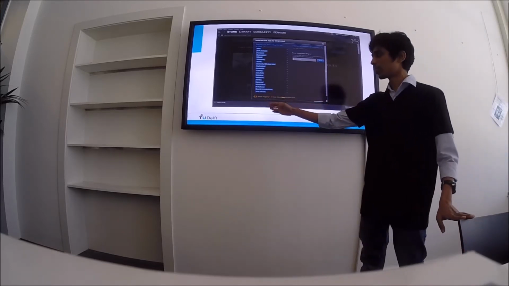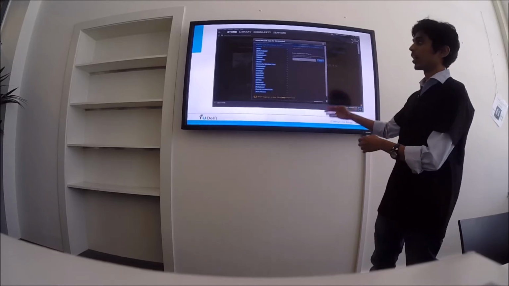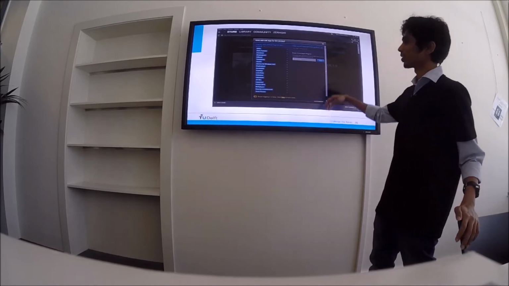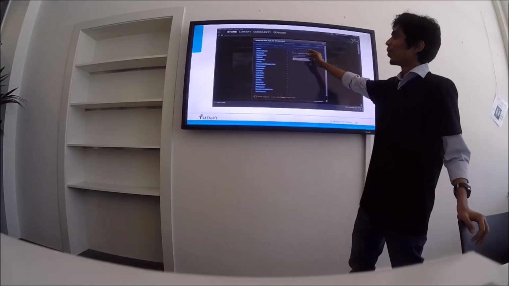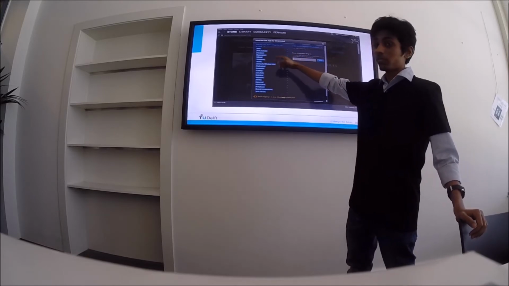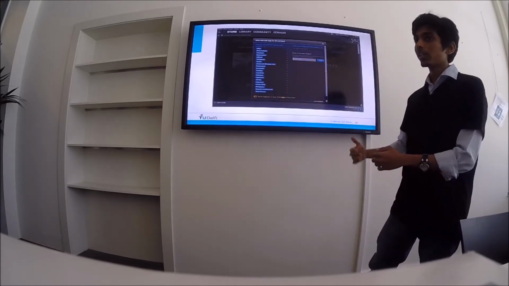So yeah, this is actually a game, Dark Souls, which I have been playing too much recently. So over here we have user defined tags. I can define my own tags for the game.